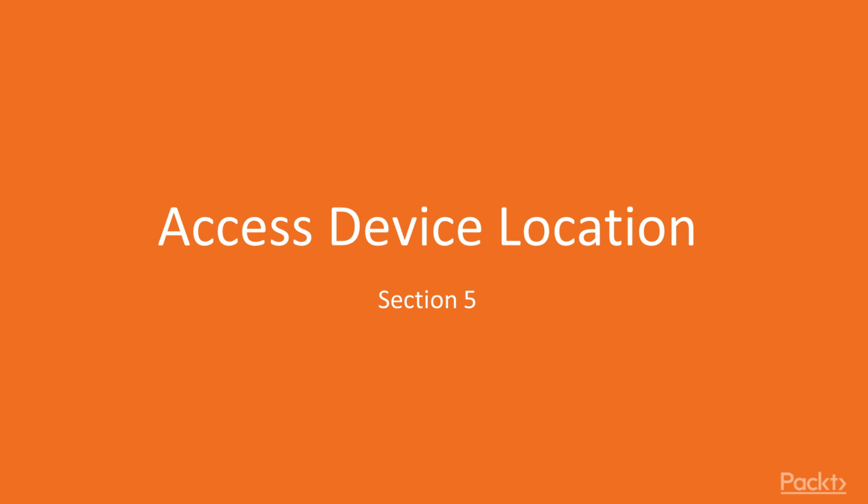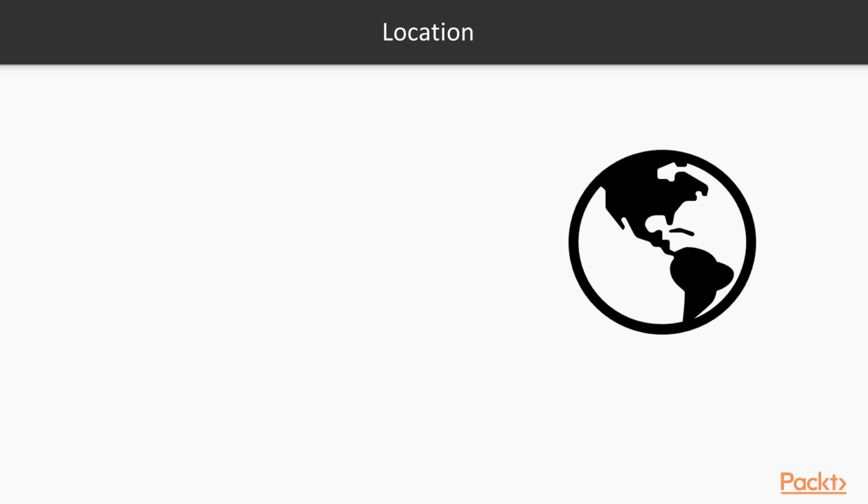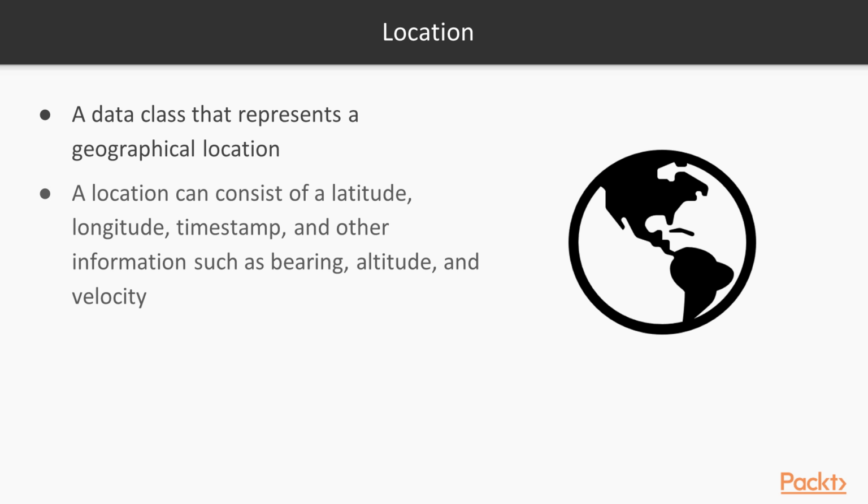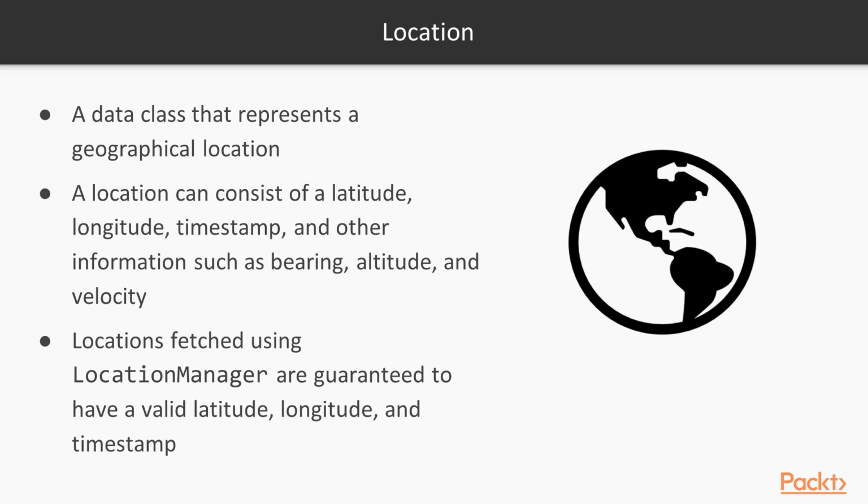Hello, and welcome to Section 5, Access Device Location. In this video, I'm going to briefly discuss the Location API available to you in Android. Now, if you're unfamiliar with the Location APIs, a location is a data class that represents a geographical location. A location consists of a latitude, longitude, timestamp, and it can include additional information such as the bearing, altitude, and velocity. A location fetched using the Location Manager is guaranteed to have a valid latitude, longitude, and timestamp value.